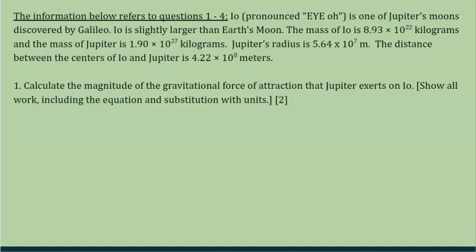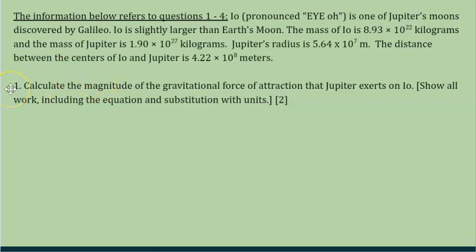Alright, so the following information refers to questions 1 through 4. We have Io, which is pronounced Io, one of Jupiter's moons discovered by Galileo. Io is slightly larger than Earth's moon. The mass of Io is 8.93 times 10 to the 22 kilograms, and the mass of Jupiter is 1.9 times 10 to the 27 kilograms. Jupiter's radius is 5.64 times 10 to the 7th meters. The distance between the centers of Io and Jupiter is 4.22 times 10 to the 8th meters.